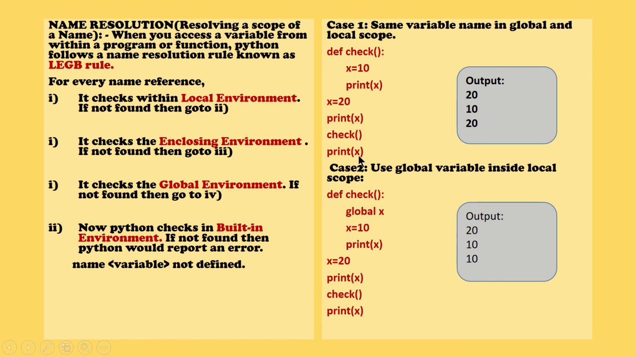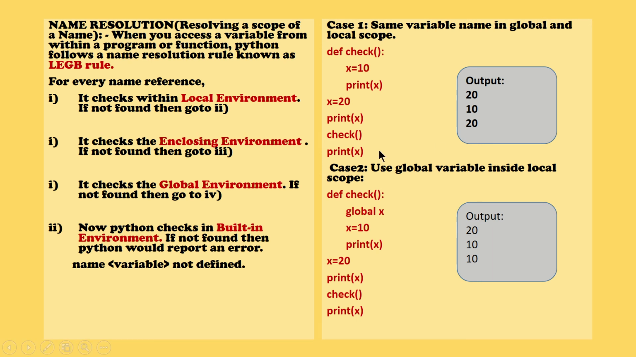So when you print x, it will look for the global one. Even though there is a local environment, this local variable x will not come into picture here, right? So when you say x here, this is actually the global variable x. The output of this program is 20, then 10 inside the function, and then after calling the function, outside at the top level statement, it is only 20.